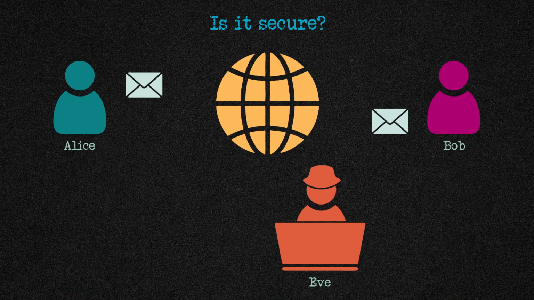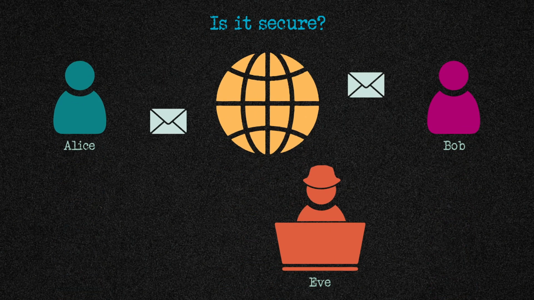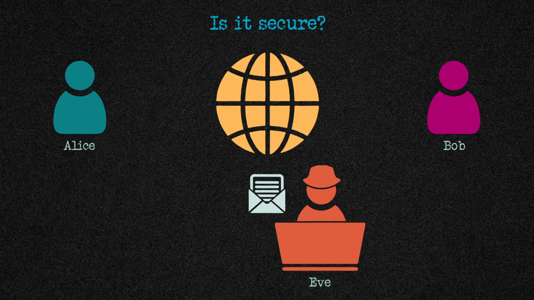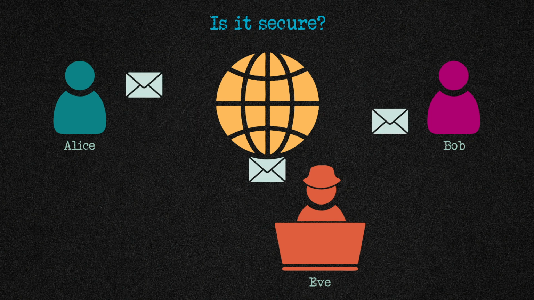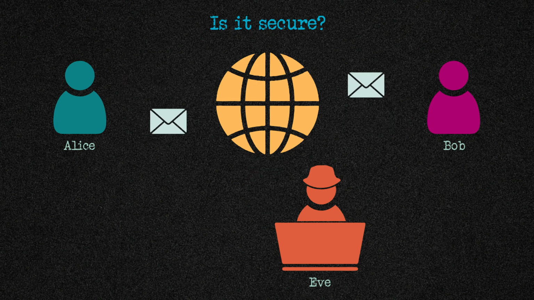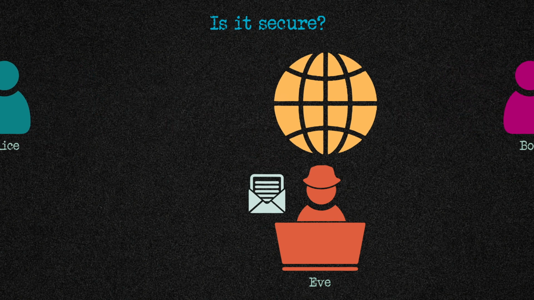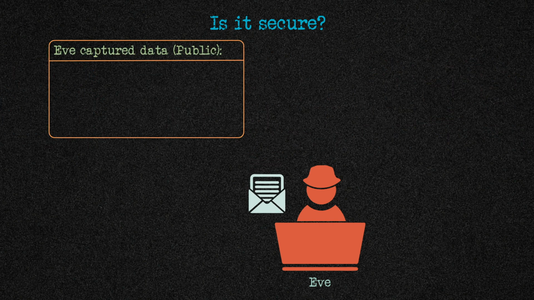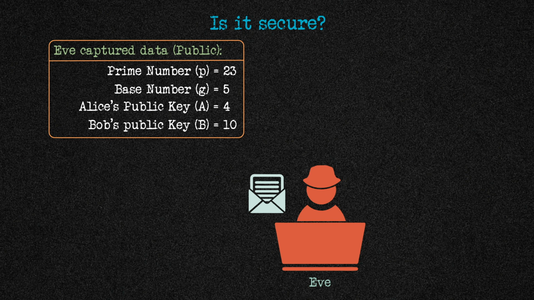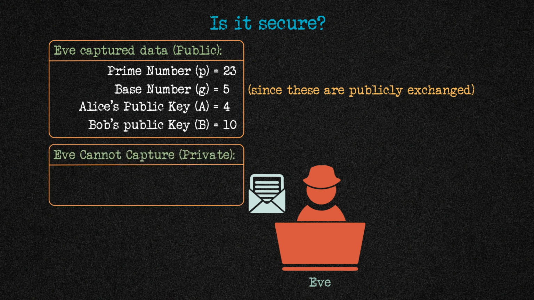Consider a scenario where Eve successfully intercepts Alice and Bob's communication. Could she compromise the system? Let's examine this attack scenario methodically. After capturing the transmitted data, she gained access to the prime number, the base number, and the public keys. Since the private key and the shared secret were never exchanged, Eve never accessed them.